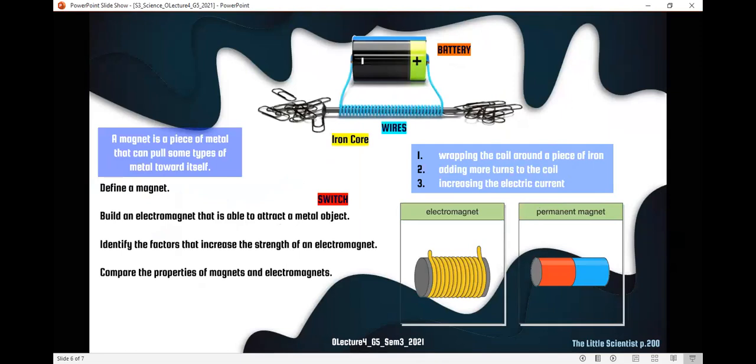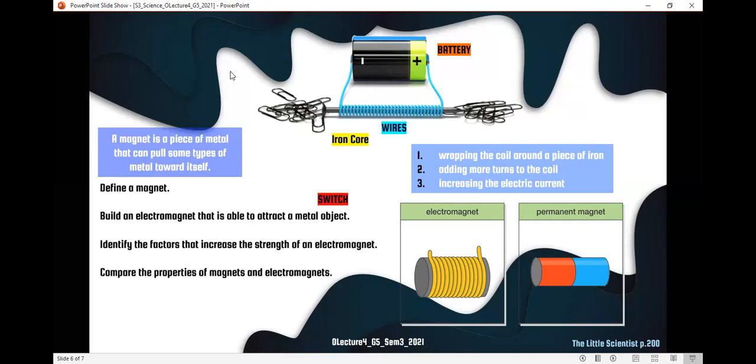If we add a battery with higher voltage, will it be better? Yes, for sure. The more voltage the battery has, the more powerful the electromagnet is. Okay, thank you Mahdi.